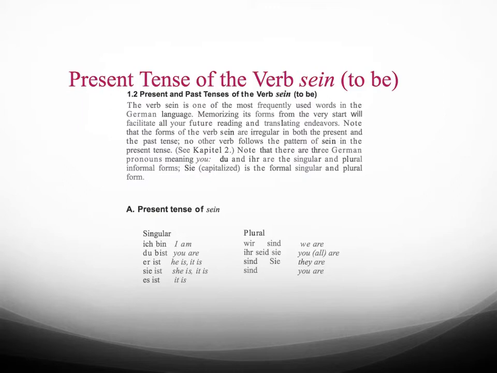The present tense of the verb sein is something that I'll actually tack on to the beginning of the mini lecture of Kapitel 2. So chapter 2's mini lecture will actually start here. Just look at the forms for now in your book, or just jump right ahead to mini lecture 2.